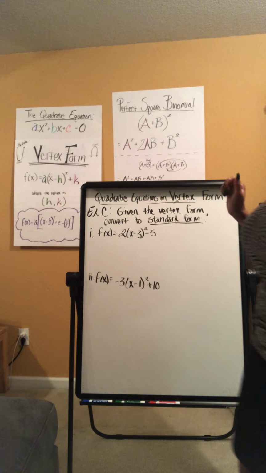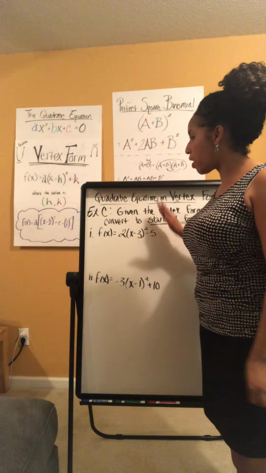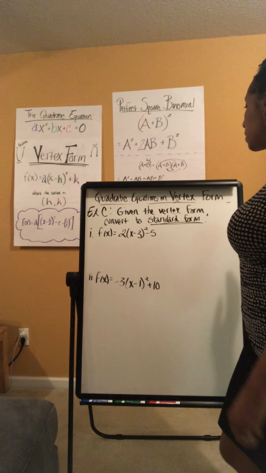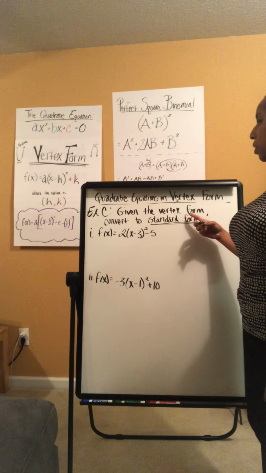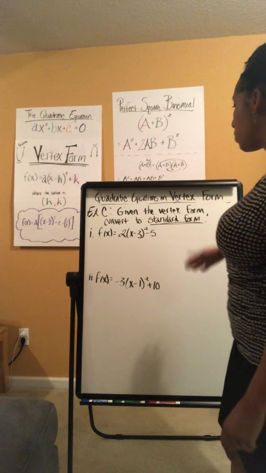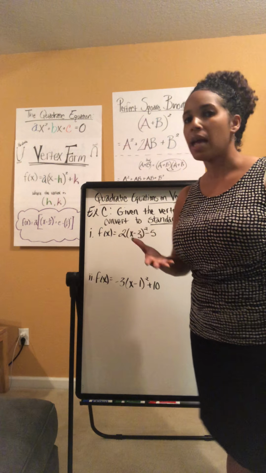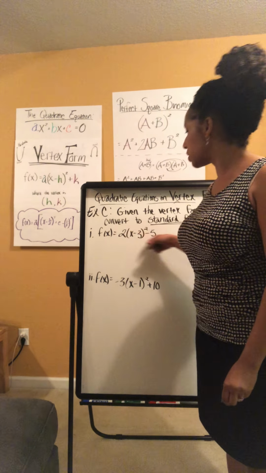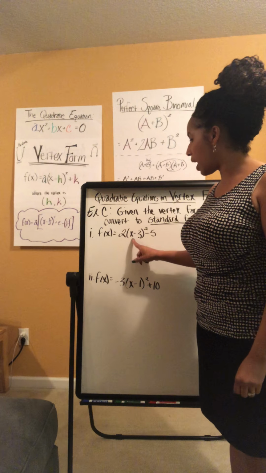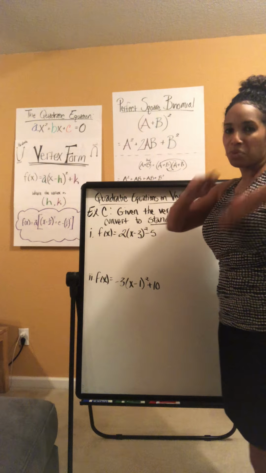All right, this is example C for quadratic equations in vertex form. This is the last part of the lesson. Example C says, given the vertex form, convert to standard form. So we already did in example A, we were given the standard form, that was the ax squared plus bx plus c, and I wanted to convert it to the vertex form, where it looked like a(x minus h) squared plus k. So now we're going reverse.